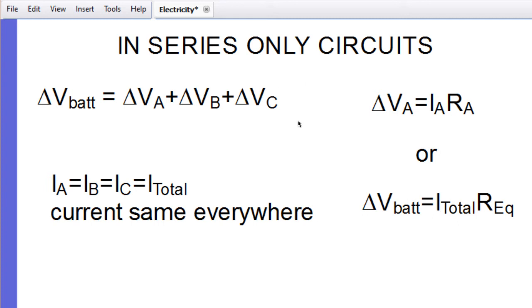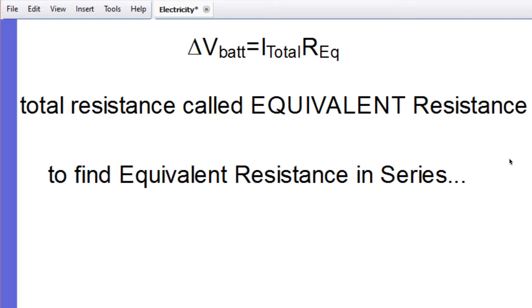But we can also use Ohm's law for something else. Instead of using it for just one resistor, we can do it for the entire circuit. The voltage of the battery, which remember is the total voltage lost, equals the total current times the total resistance. All right, but notice I didn't call that R total there. I called it REQ, which stands for equivalent resistance.